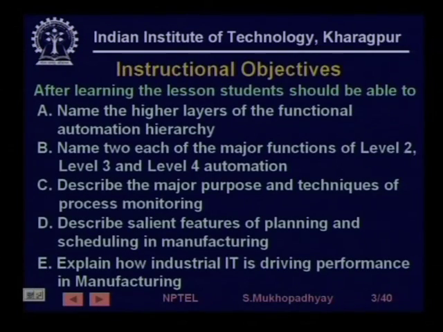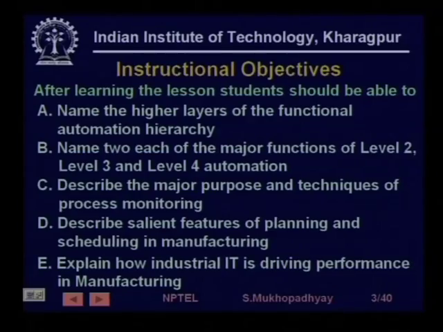So, as usual, instructional objectives. The student should be able to at least name the higher layers and name the major functions of each of the higher layers, level 2, 3 and 4 automation, and describe many of them. The basic technologies involved in this are monitoring technologies and optimization technologies. Part of it gets manifested in planning and scheduling.